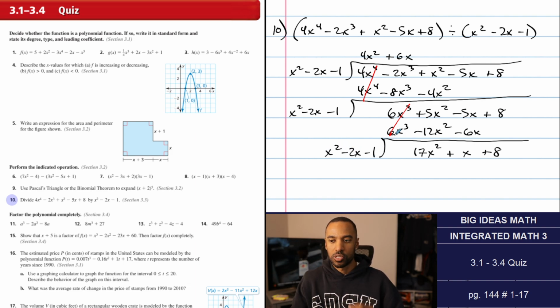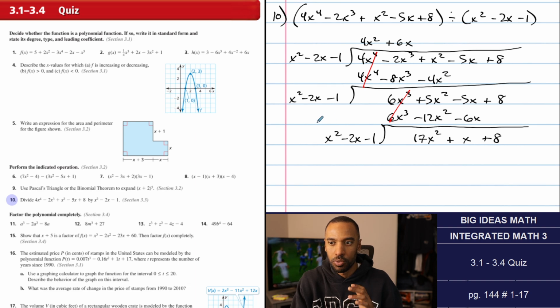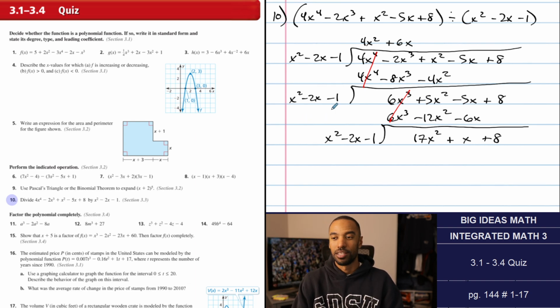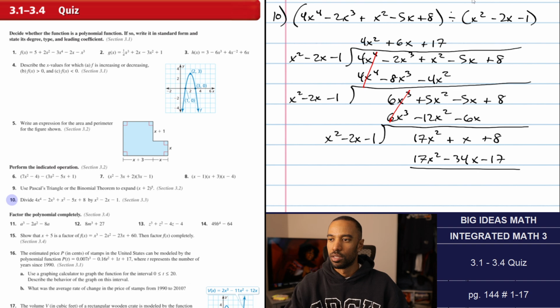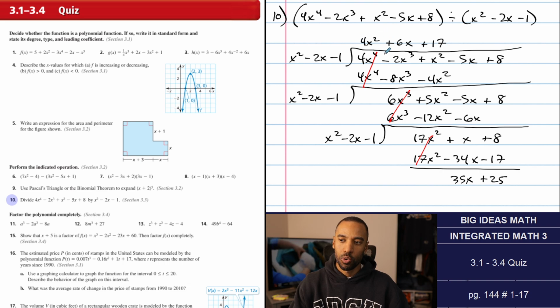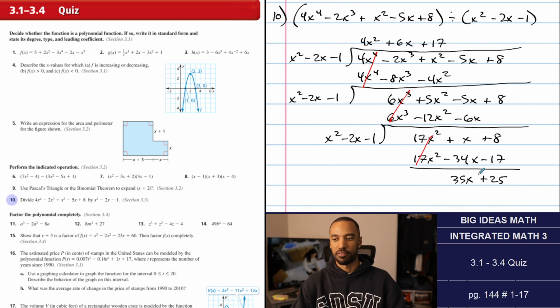Now, this is my own visual style of this. Please choose a visual style for you that will make you get the answer correct. This is just a solution guide for my own personal doings. X squared goes into 17x squared exactly 17 times, and we go ahead and multiply these out. 17x squared minus 34x minus 17. We cancel, and again addition from subtraction of the negative. We get 35x, and also addition, plus 25. So the ultimate quotient is 4x squared plus 6x plus 17.